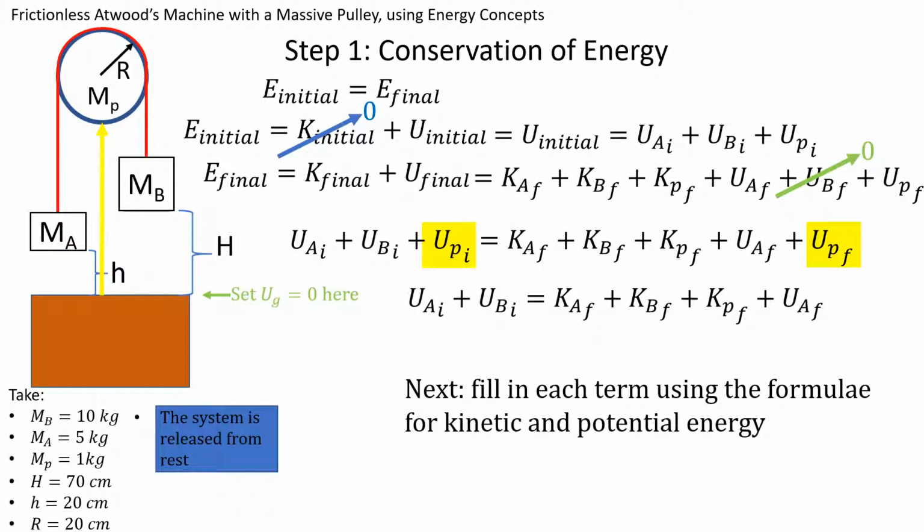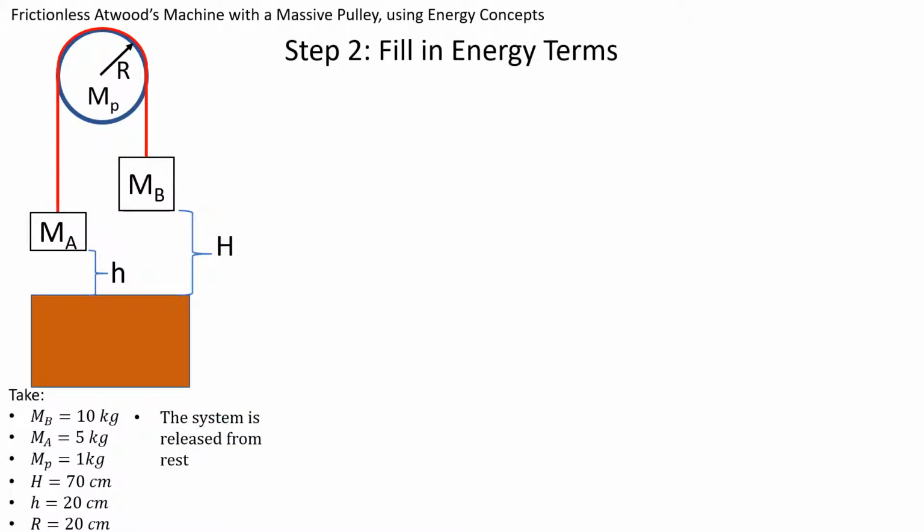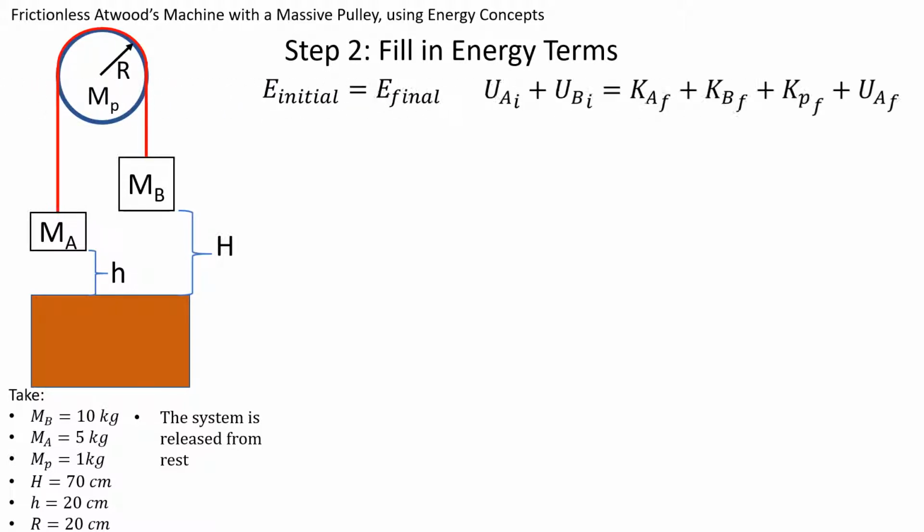So now we need to fill in each of these terms using the formula that we know for kinetic and potential energy. Our next step is to fill in each of the terms in the equations that we had. So remember that what we have here is simply that the initial mechanical energy equals the final mechanical energy. We've reduced this to saying that the initial energy is simply the initial potential energy of each mass, and the final energy is the kinetic energy of each mass and the pulley, plus the final potential energy of mass A.